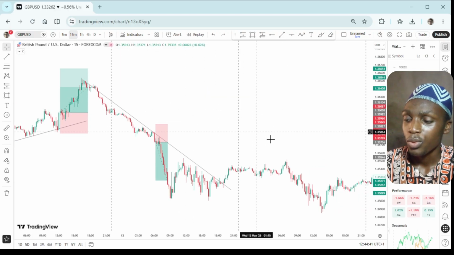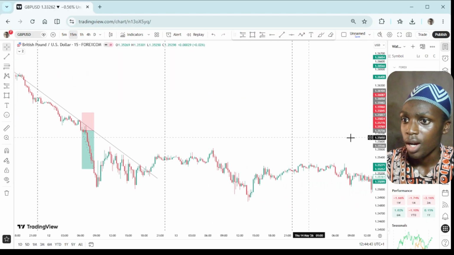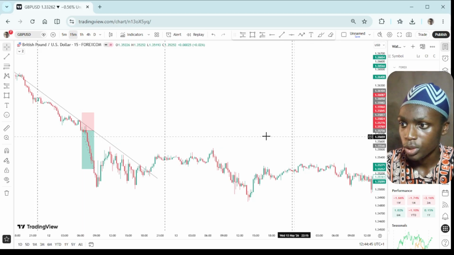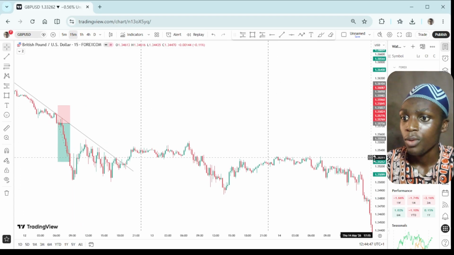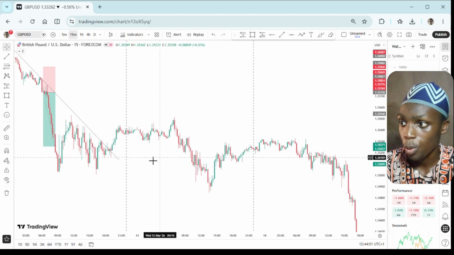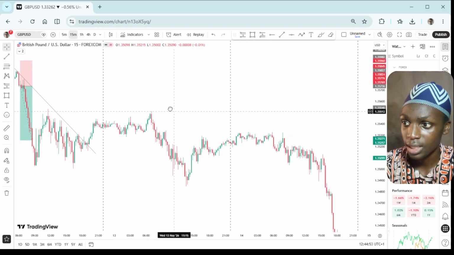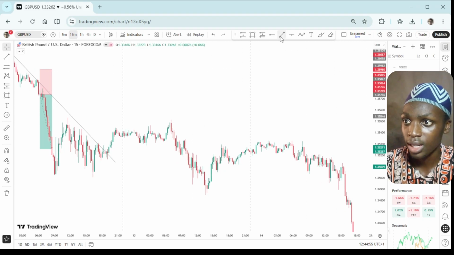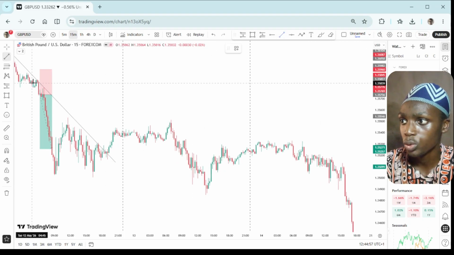So let me look for another opportunity in the market. You can see from this point now, there is no more opportunity. All the opportunities that are here are just trendline breaks. Let me draw this trendline and show you some.